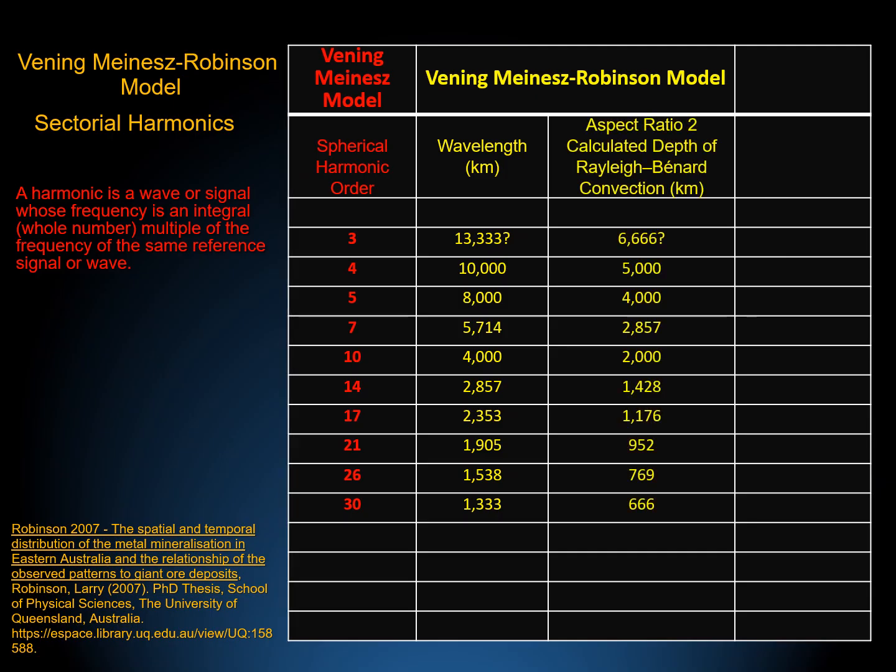And now, being aware of aspect ratio 2, we are able to calculate the depth of Rayleigh-Benard convection in the mantle at various spherical harmonic orders. So the 10th spherical harmonic order with a wavelength of 4,000 kilometers would have a calculated depth of Rayleigh-Benard convection of 2,000 kilometers.